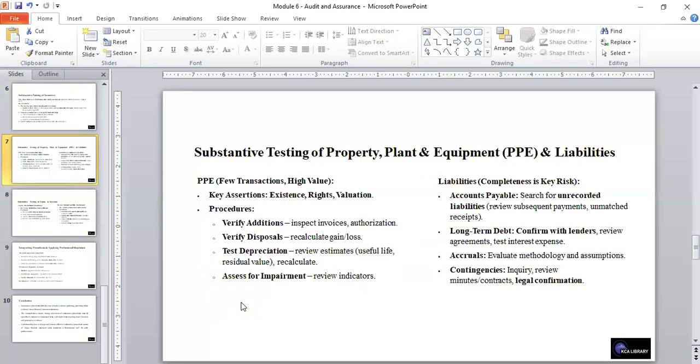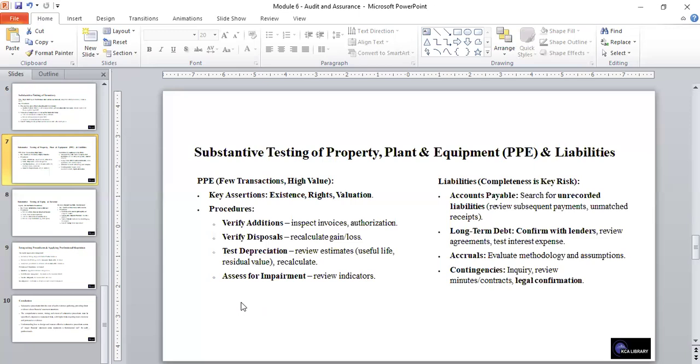We have substantive testing of PPE, that's property, plant, and equipment, and also liability. And for PPE, we have key assertions for existence, rights, and valuation. And the key procedures to be put in place are, one, verify additions, that is inspect invoice and authorization; also to verify disposals, that is recalculating gains and losses; and then testing of depreciation, which is to review estimates, useful life, residual value, and to recalculate.